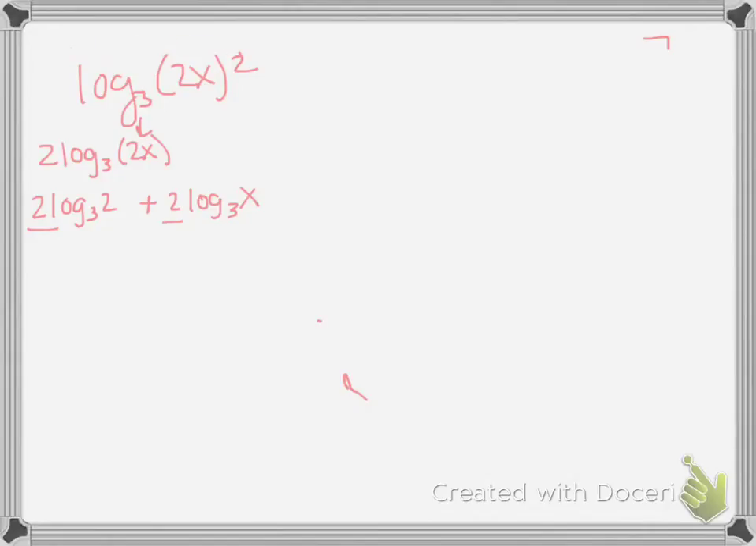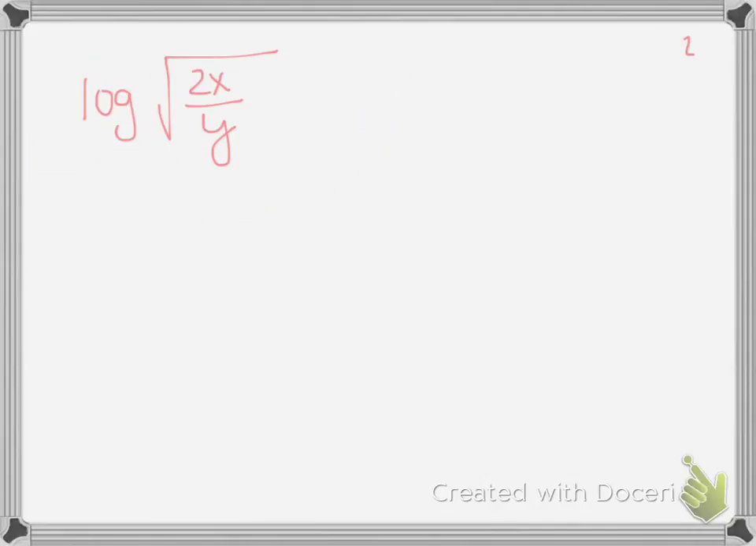The other way to do it, if you're not sending the 2 up first, is distribute the power in to simplify. Power to a power we multiply, so this would become log base 3 of 2 squared and x squared, because 2 times 1 gets me 2. And then you would separate it to get log base 3 of 2 squared plus log base 3 of x squared, and then you'd bring the 2's up. When you bring the 2's up, you get the exact same answer. So there's two different ways you could do this one.